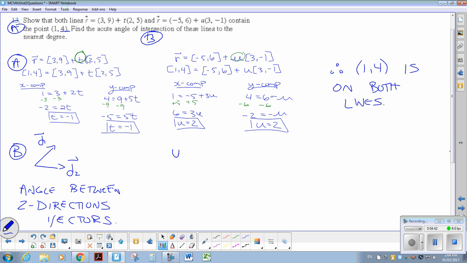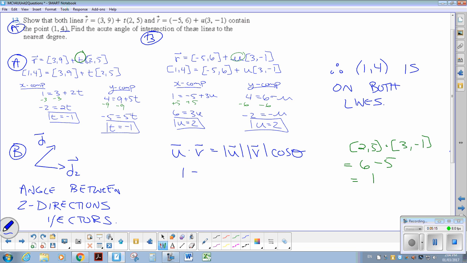All right, so u dot v equals magnitude of u, magnitude of v cos theta. So doing my dot product with my vectors, I'll do this off to the side here. So we have (2, 5) dot (3, -1). That would equal 6 minus 5, which is equal to 1. So I know u dot v equals 1.